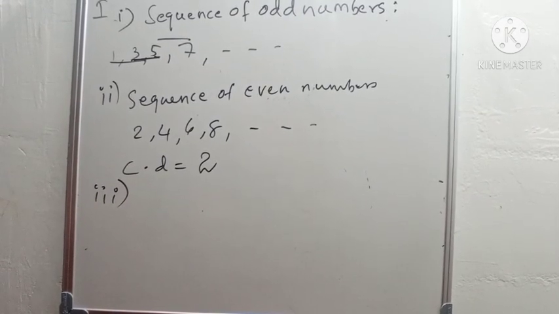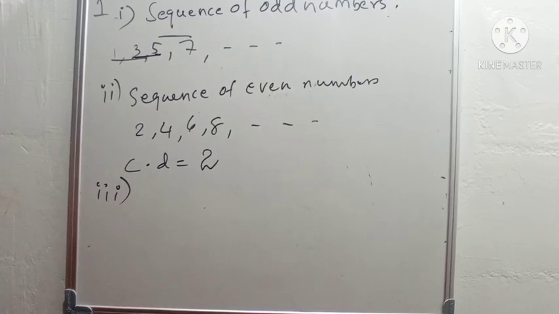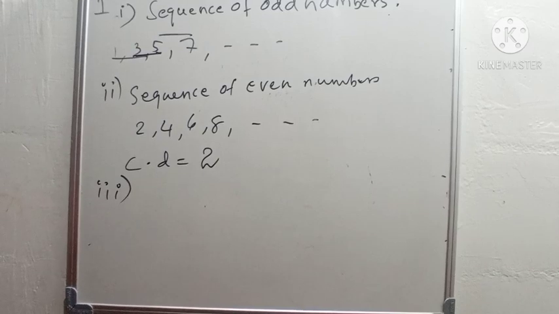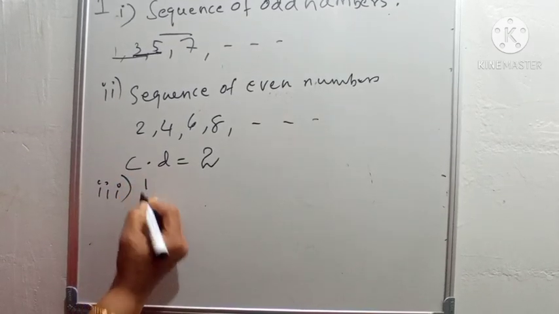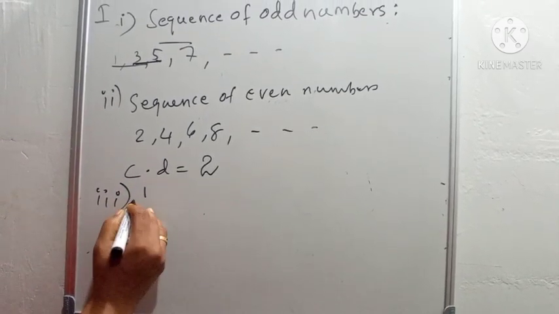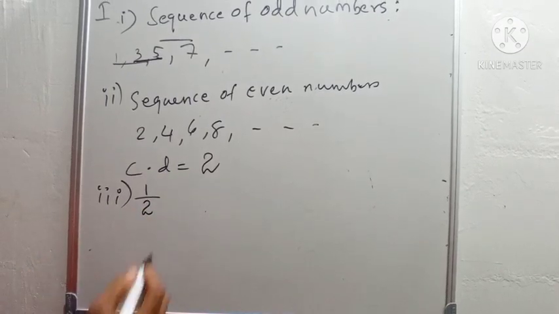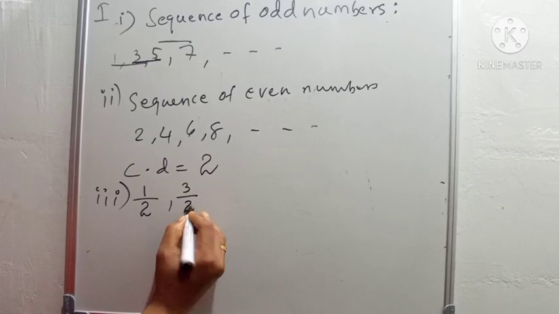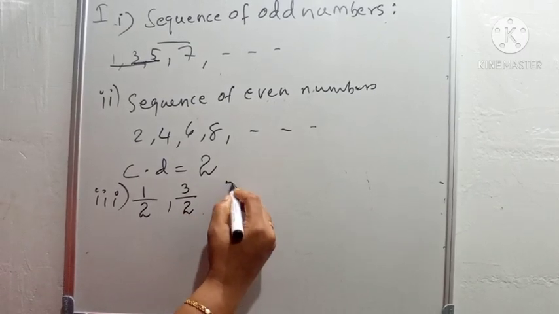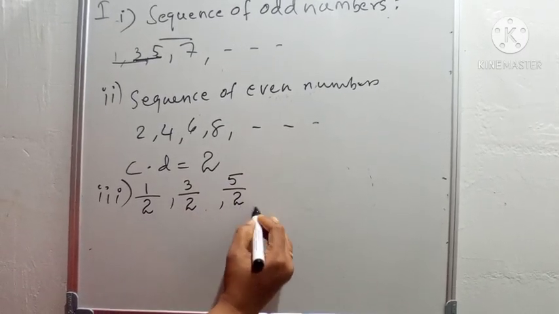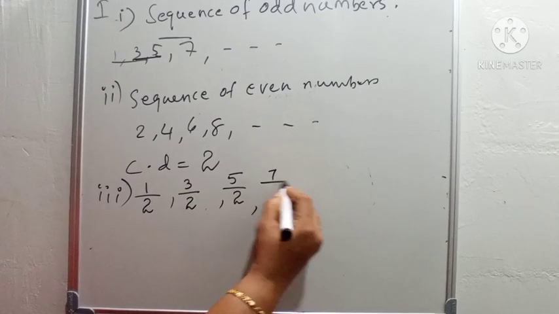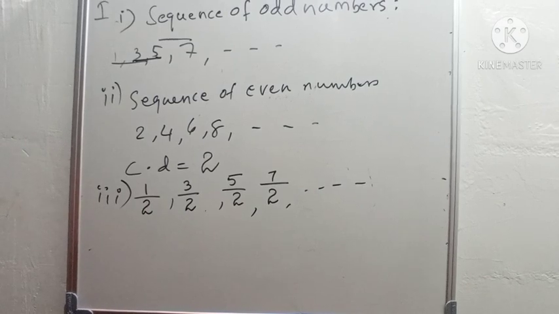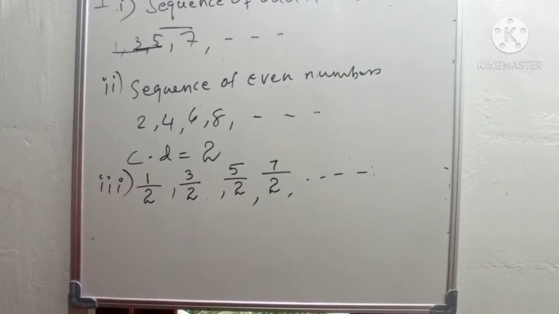Sequence of fractions got as half the odd numbers. Okay, a sequence of half of the odd numbers. Which is the first odd number? 1. And what is its half? Yes, 1 by 2. Right? Then next odd number 3 and its half 3 by 2. Then next odd number 5 and its half 5 by 2. Next odd number 7, its half 7 by 2, etc. What about this sequence? Is this an arithmetic sequence?